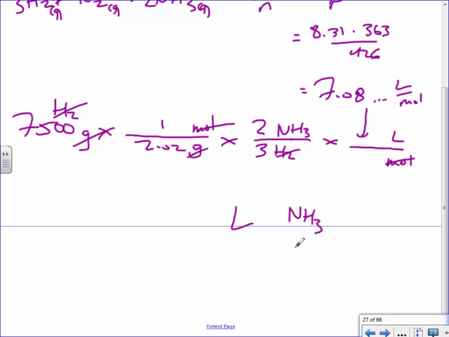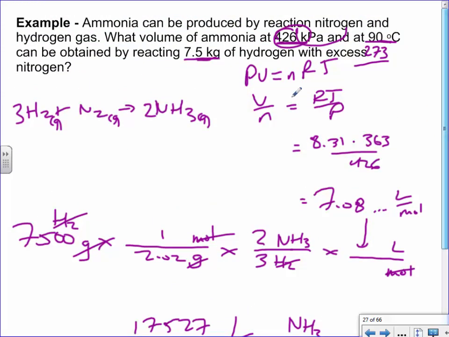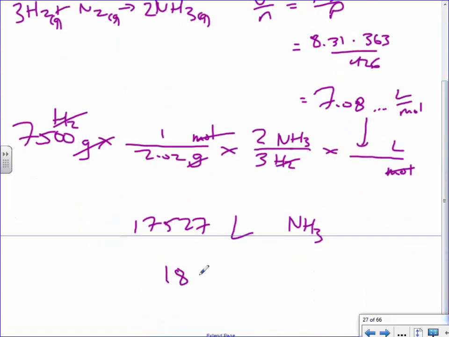So 7,500 divided by 2.02 times by 2 divided by 3, and then times by that 7.08 number we just found. I got this. 17527. No, just need to clean it up a little bit here. 2 most common ways of fixing this. We need 2 sig digs, it looks like, based on this guy only having 2 sig digs. So you could call it 18 kiloliters.